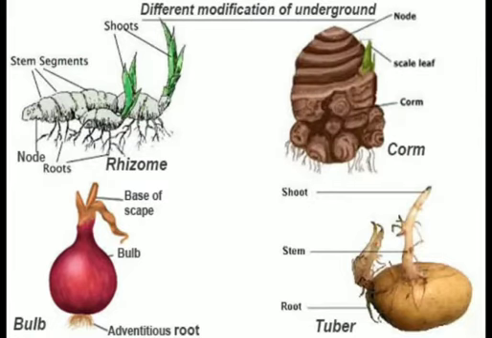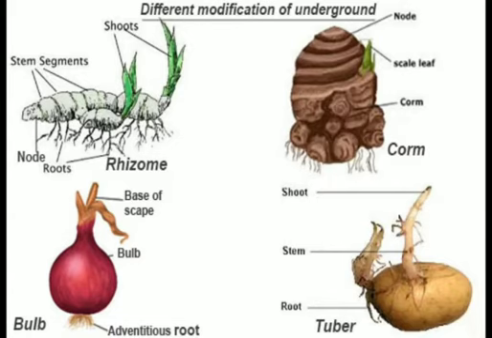Now let us first of all discuss some different modifications of the underground stem, and as I told you, these are rhizome, corm, bulb, and tuber. An example of the rhizome is ginger. You can see these lines on the ginger, which represent the nodes, and between the nodes are the stem segments, which we call the internodes.